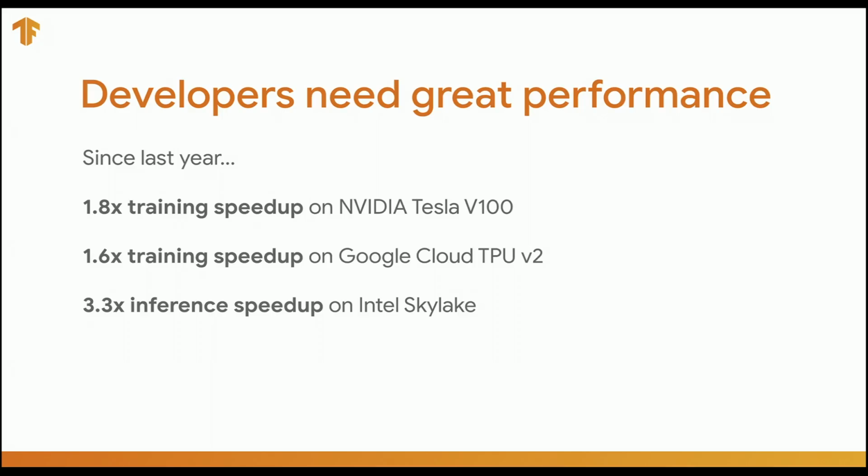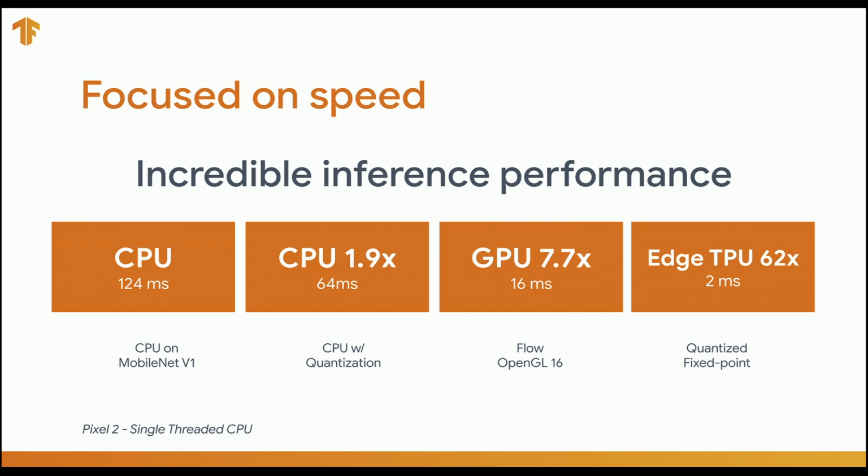We also understand that developers and researchers need great performance, and we did not want to sacrifice that as part of TensorFlow 2.0. So since last year, we've seen a 1.8x training speedup on NVIDIA Teslas. That's almost twice as fast as some earlier versions of TensorFlow. We've seen increased performance with Cloud TPUs, and then also great performance and collaboration with our partners at Intel. Not just for training, though. If you're interested in inferencing for TensorFlow Lite, we've brought down the speed for Edge TPUs to just 2 milliseconds for quantized models. So underneath the hood, TensorFlow Lite and TensorFlow are all about performance.